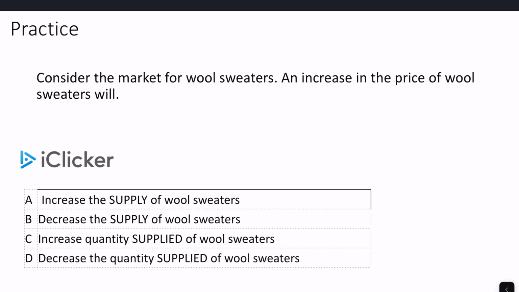So I want to do 2 practice questions for you here that you might see on an exam. And so for this one, consider the market for wool sweaters. An increase in the price of wool sweaters will what? A, B, C, or D. Increase or decrease the supply of wool sweaters, or increase or decrease the quantity supplied of wool sweaters. So why don't you pause here and take a few seconds to figure out what your answer might be on the exam.